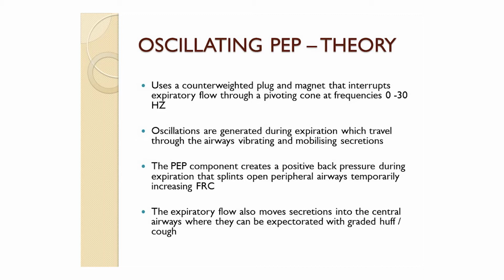This uses a counterweighted plug and magnet that interrupts expiratory flow through a pivoting cone at a frequency of 0 to 30 Hertz. Oscillations are generated during expiration and travel through the airways, vibrating and mobilizing secretions. As before, the PEP component creates a positive back pressure during expiration that splints open those peripheral airways, temporarily increasing your functional residual capacity. The expiratory flow also moves secretions into the central airways where they can be expectorated with graded huff and cough, just like your ordinary PEP.